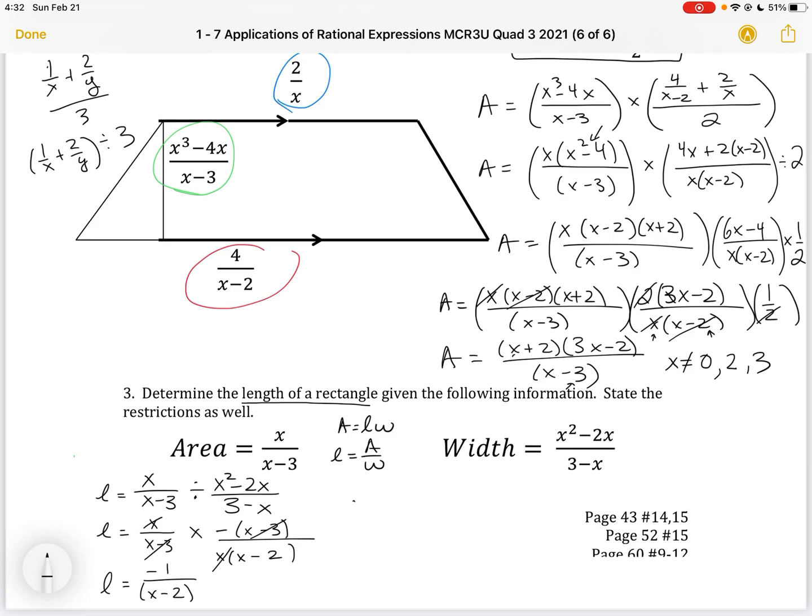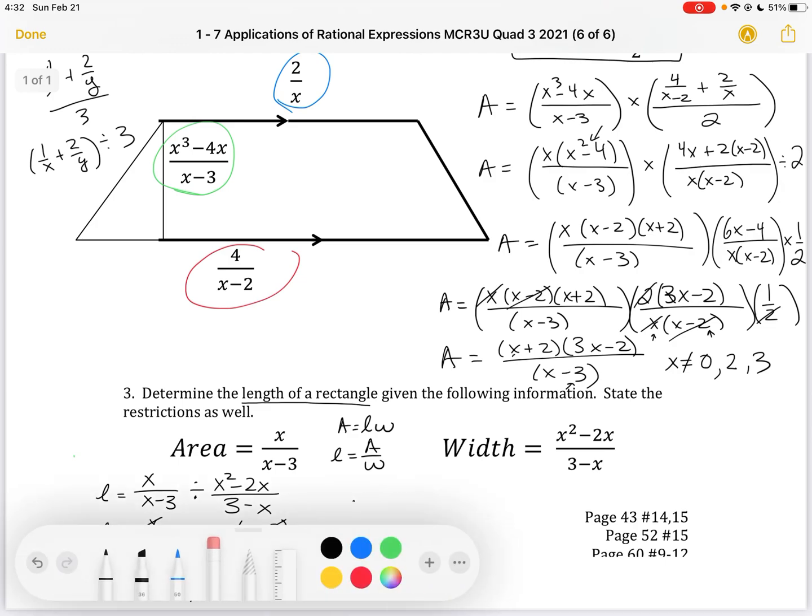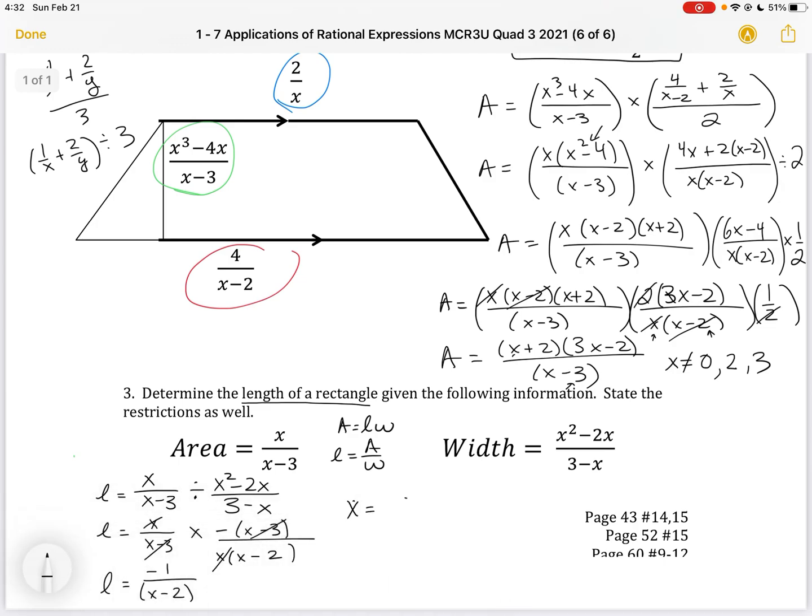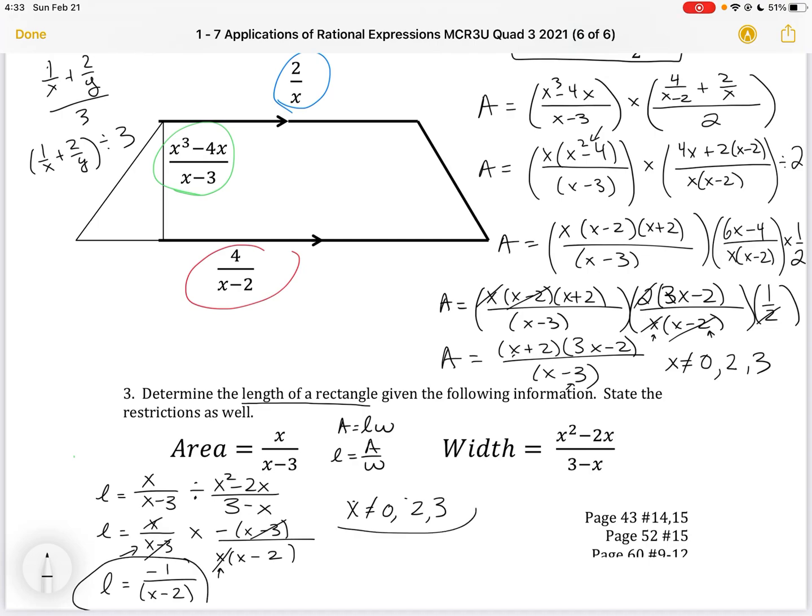The last thing that I need to do is state my restrictions. So from what I started with, let's use an x. My restrictions on x are that it can't equal 2, can't equal 3 because I canceled that out here, and that it can't equal 0 because I also canceled that out right here. So that's going to leave me with my final expression for the length and my restrictions.